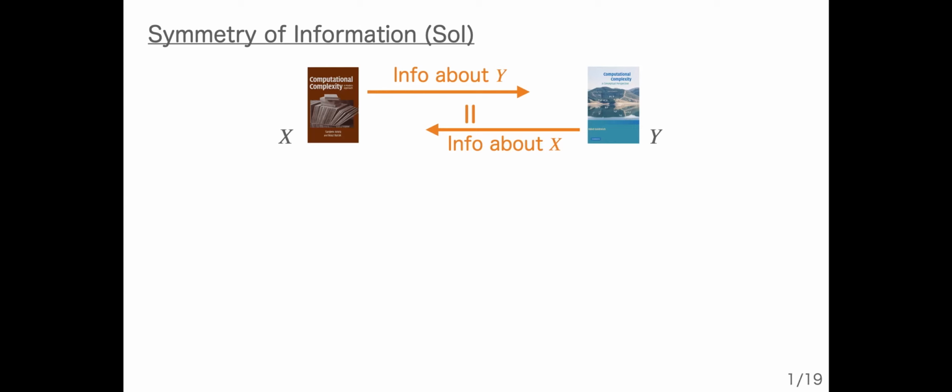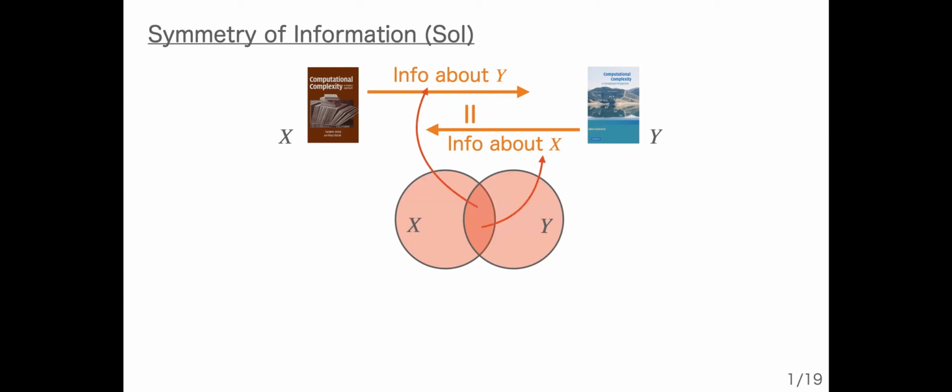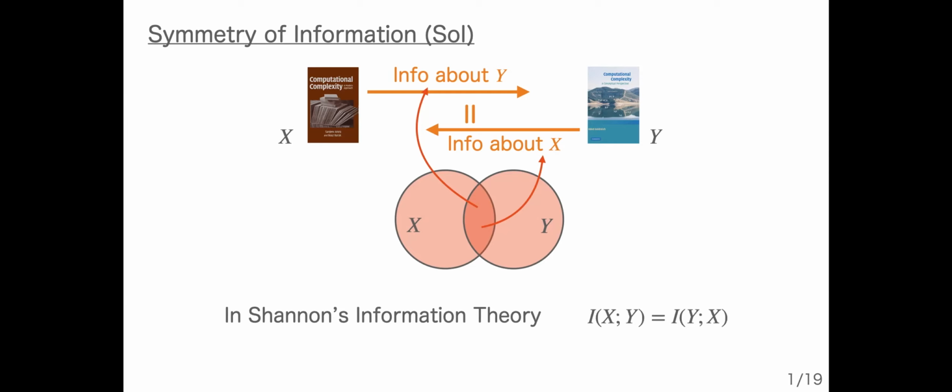Let's illustrate the information about X and Y. Then they can have some common part of information. And both the information about Y that X has and the information about X that Y has must coincide with this common part. For instance, in Shannon's information theory, it is stated by using mutual information like this, or equivalently by using Shannon entropy like this.